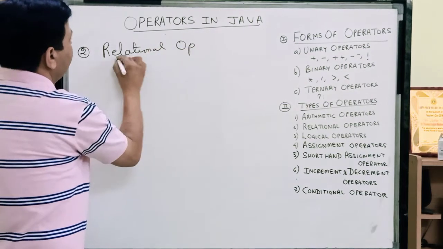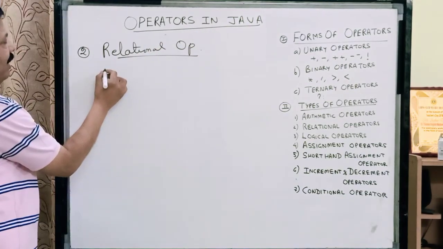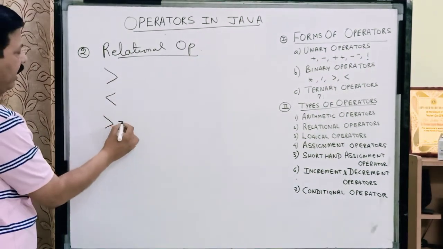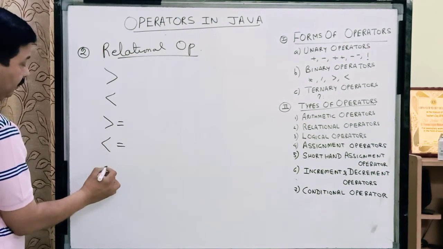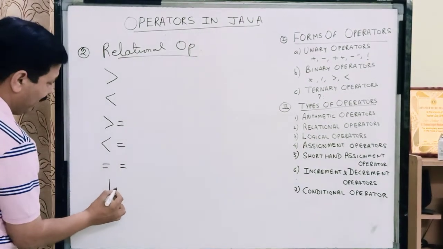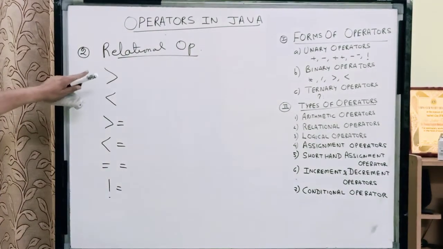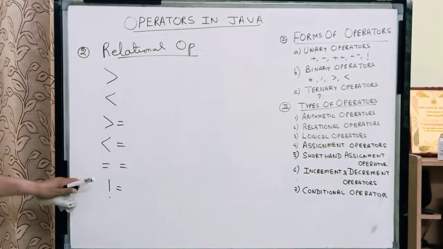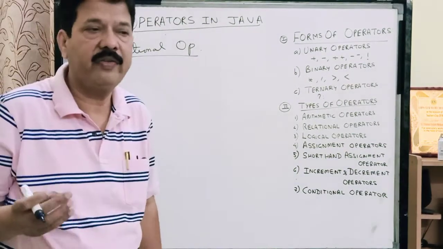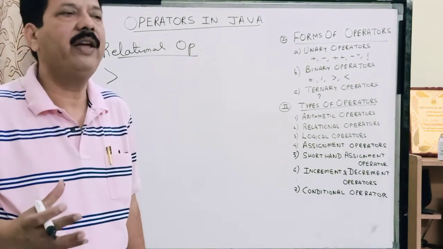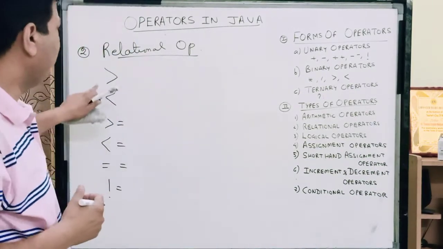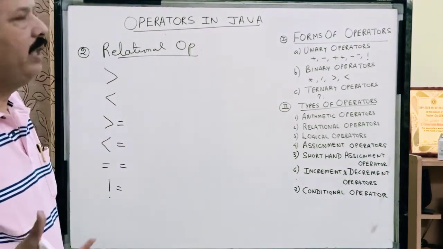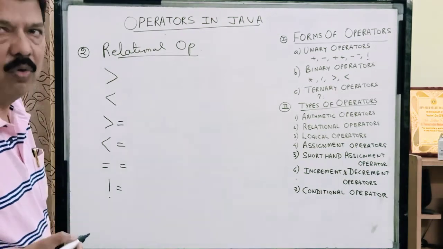Relational operators include greater than, less than, greater than equal to, less than equal to, equal to, and not equal to. These relational operators are also called logical operators or Boolean operators, since they return a Boolean value. When these operators get evaluated, they give you a Boolean value of either true or false.